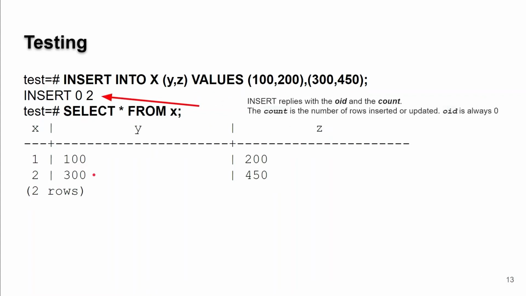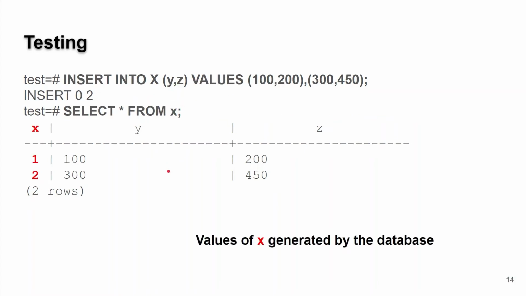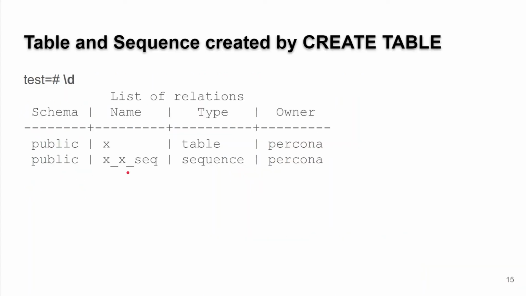By the way, that insert is telling us the OID and the count. The count is the number of rows inserted, which you can see here we have 2 rows of data. And the OID is always going to be 0. That's a relic from past times, but an interesting fragment for some folks. Now, once again, you can see that X was automatically incremented for us.